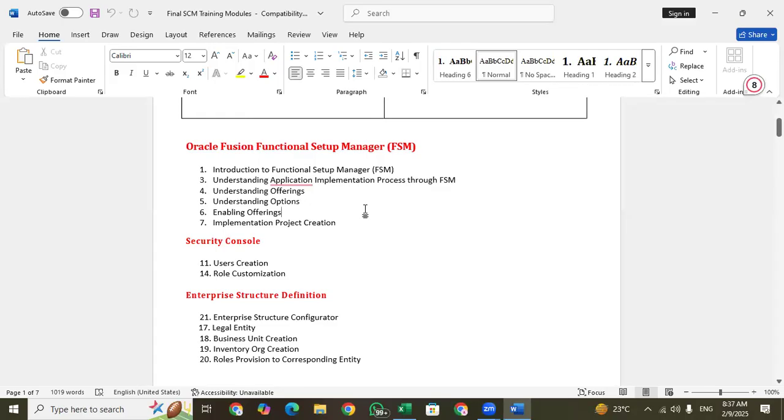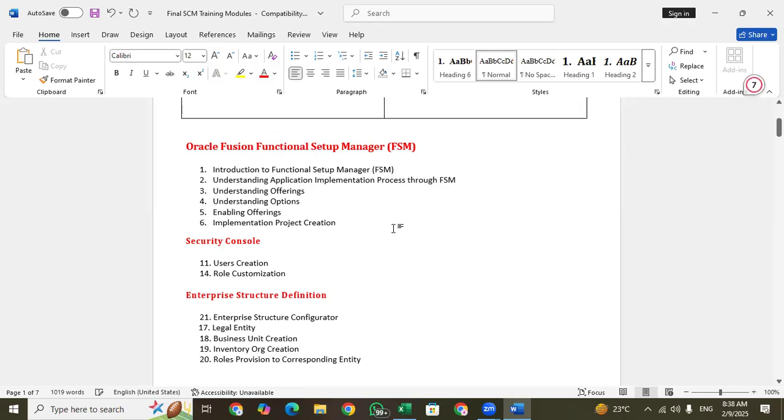Application usage is done by the business. We are the functional consultants. We need to know how to set up configurations and what roles are required for that. All these things will be dealt with from here, that is functional setup.